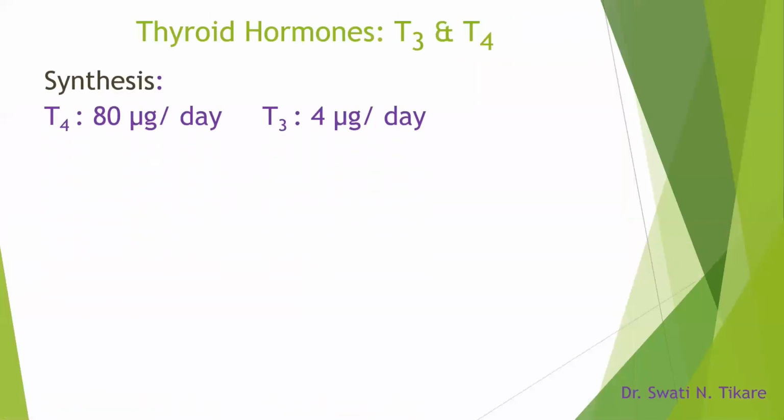So let's see some more details. Every single day, about 80 micrograms of T4 is formed and 4 micrograms of T3 is formed per day. Okay, all these values which I'll be telling you right now are important and you need to remember them. So for some hormones, definitely you have to remember the normal values. So this is one of the important ones.